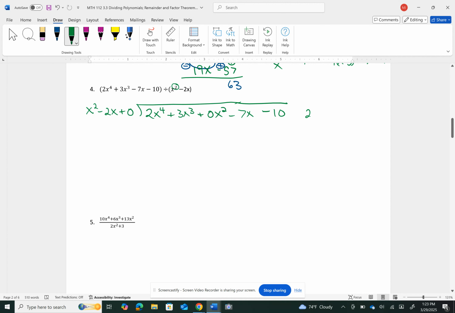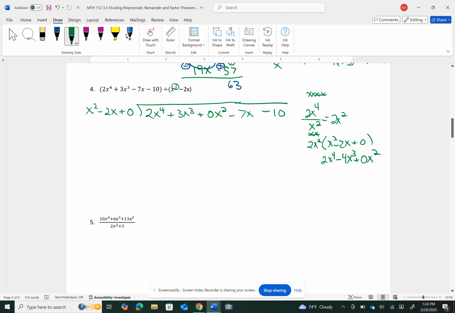So the first round I'm doing on this one is 2x to the 4th divided by x squared. And so for that one, remember x to the 4th is 4 x's, x squared is just 2, so 2 of them are gone, and I'll have a 2x squared left. And then that 2x squared is going to get multiplied by x squared minus 2x plus 0, and I'll get the 2x to the 4th minus 4x to the 3rd plus 0x squared, which really is 0, but it helps to keep track of the variable part.